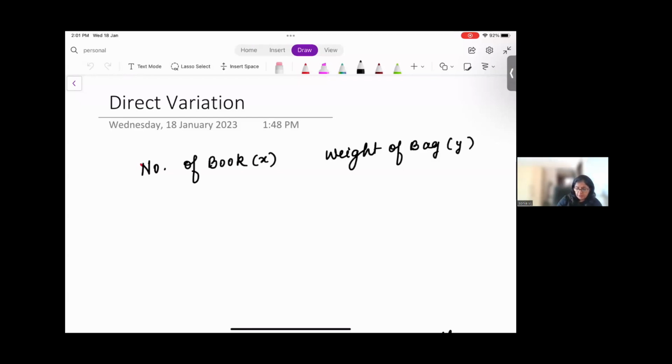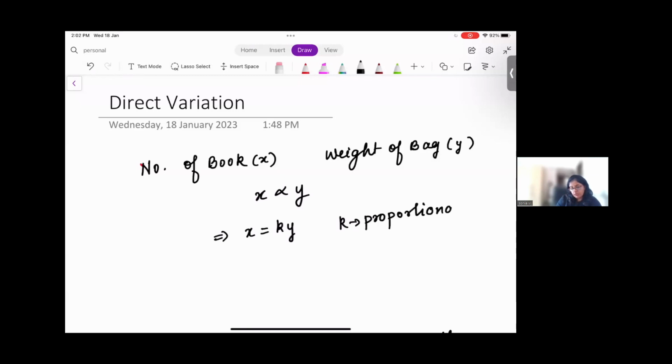We can directly say that X is directly proportional to Y. Because when X increases, Y increases. When X decreases, Y decreases. So we can say the variation is direct. It implies X is equal to KY. What does K mean here? K is the proportionality constant.